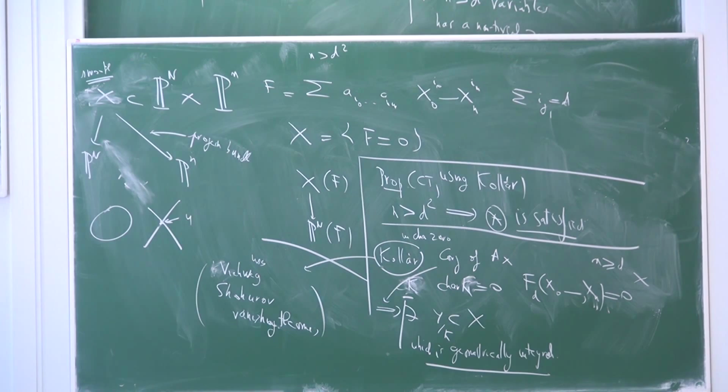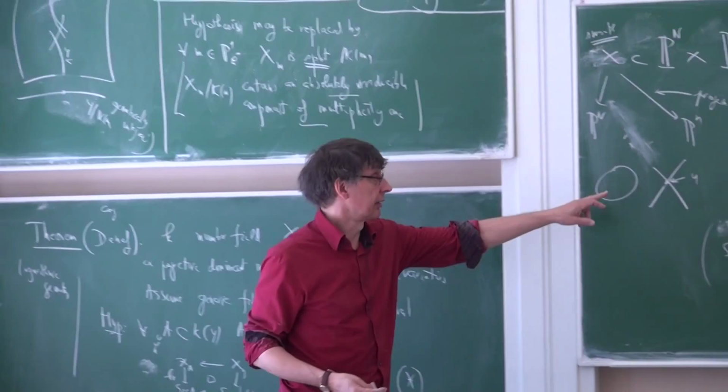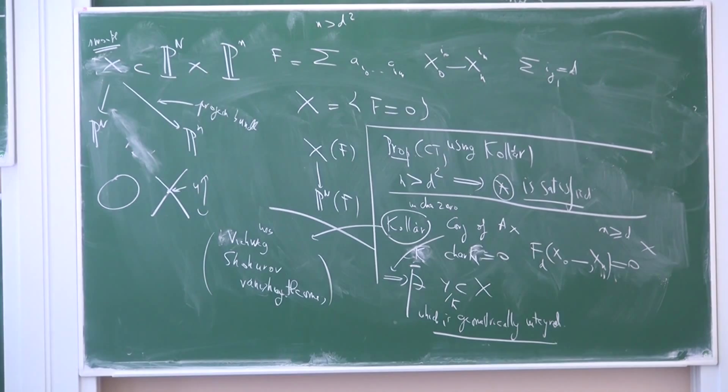Typically, is this Y expected to be a hypersurface in X? No, it can be anything. I mean, typically here, you see, if my two things are conjugate, it's just a rational point here. That's the only one.